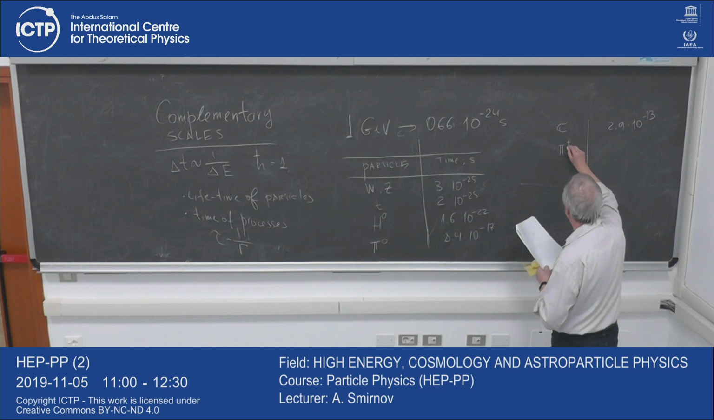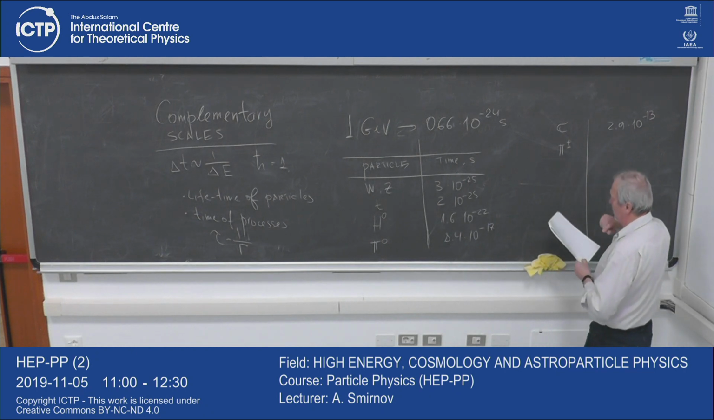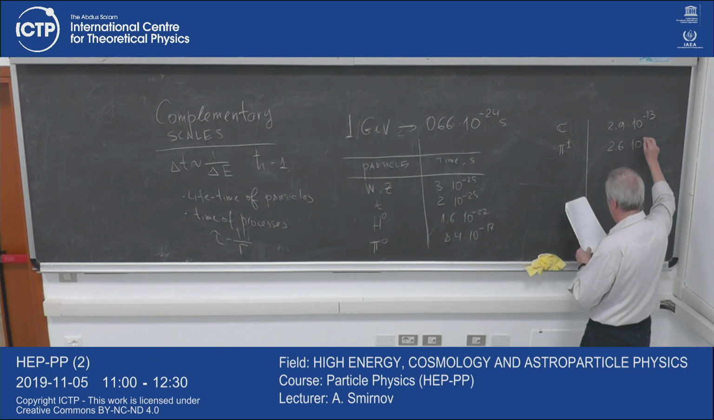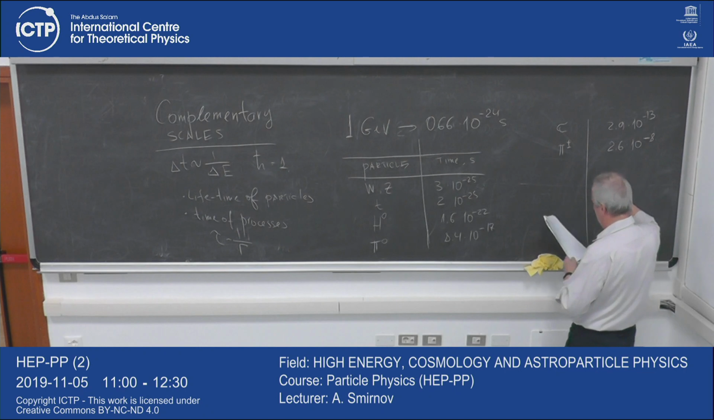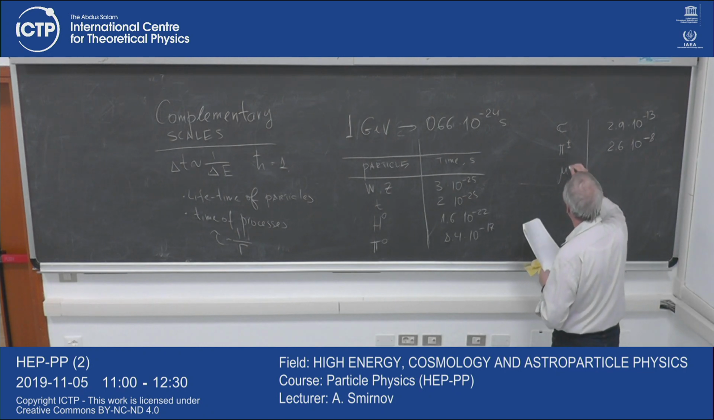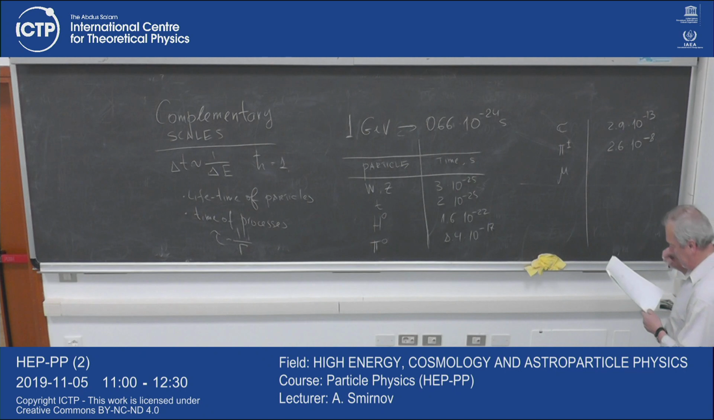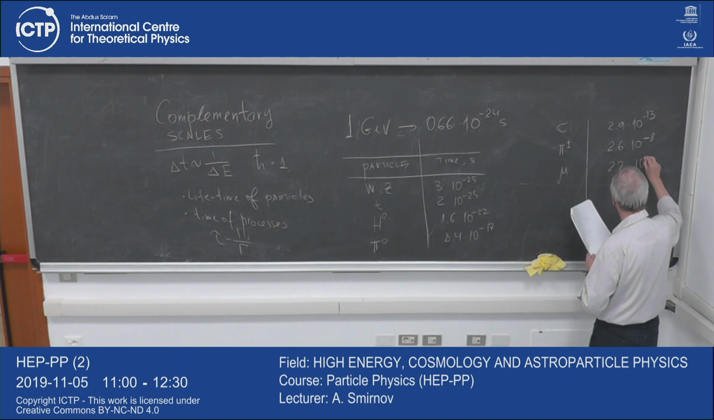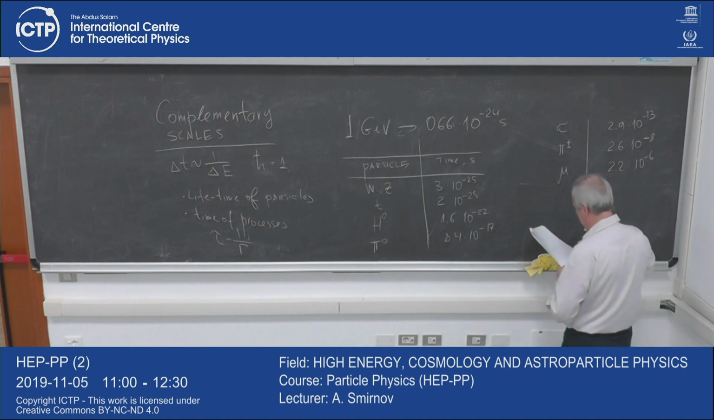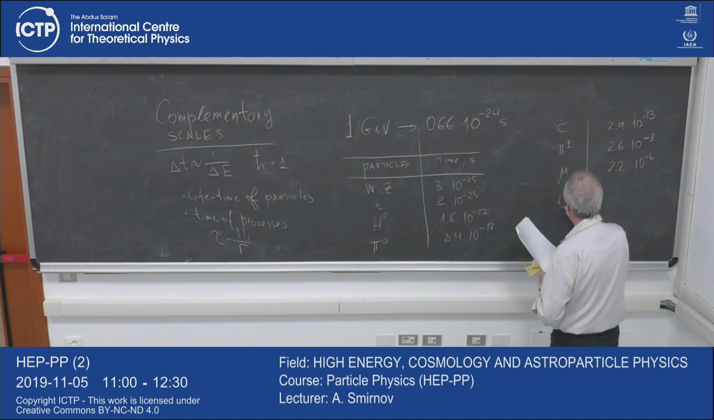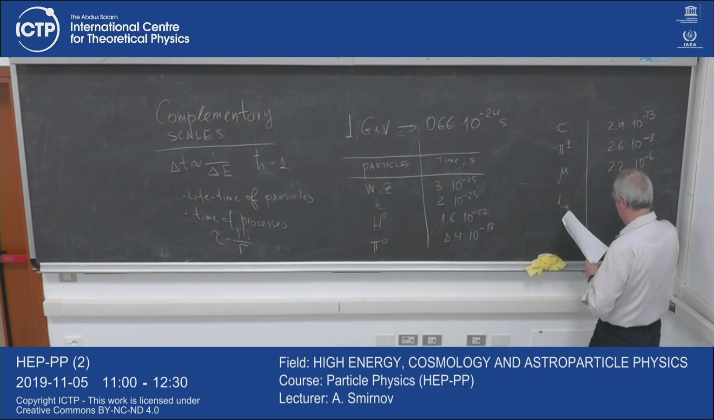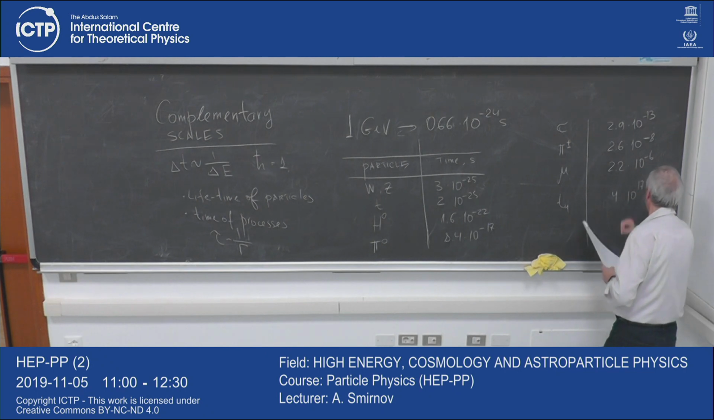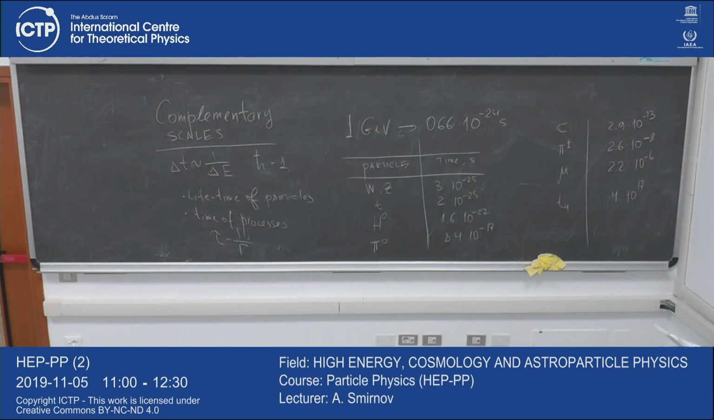Charged pions have a much longer lifetime than the neutral one. It's something like 2.6×10^-8 seconds. Now the muon, which is another analogy of electron but much more massive, has a lifetime of 2.2×10^-6 seconds. Now, what is the lifetime of the universe? It is 4×10^17 seconds.